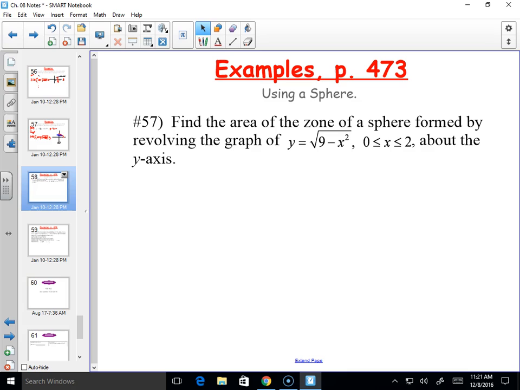What's a zone? It's like the area of the thingy. Surface area of a sphere, right? Well, it's just a snazzy way of saying it.